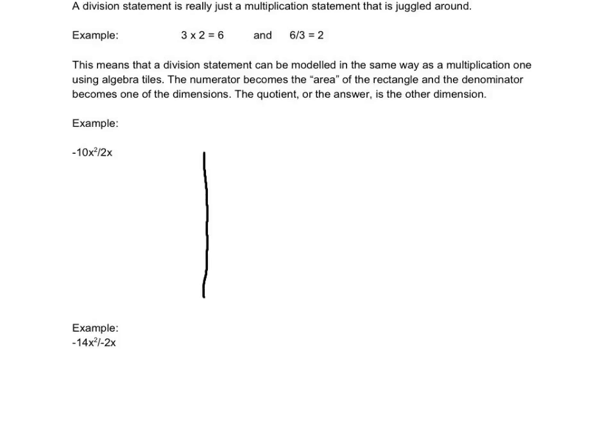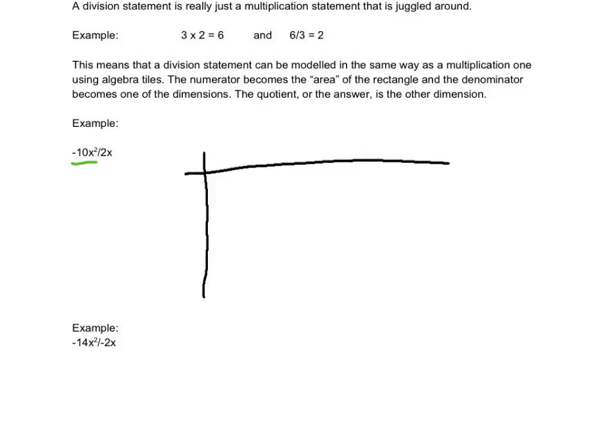If we have our little grid here, and we have our statement of negative 10x squared, we're going to divide that by 2x. We said that the numerator, the negative 10x squared part, becomes the area of the rectangle, or the part that's drawn out. If you remember back to our last video, we started with both dimensions and filled it in. We're going to work backwards now. We're going to start with the numerator being the part that's already filled in and go from there.